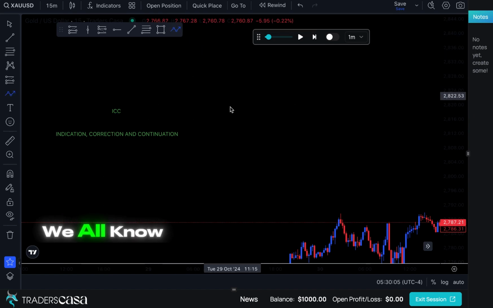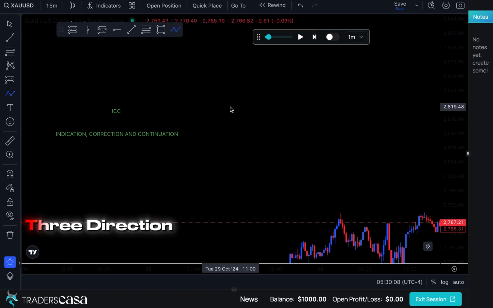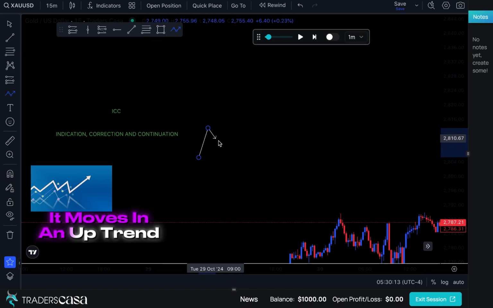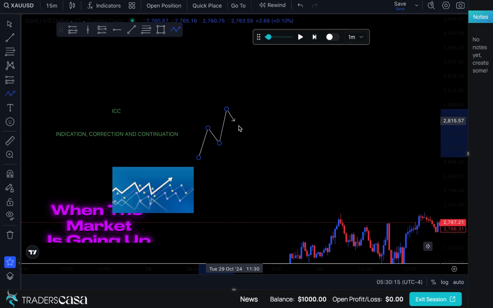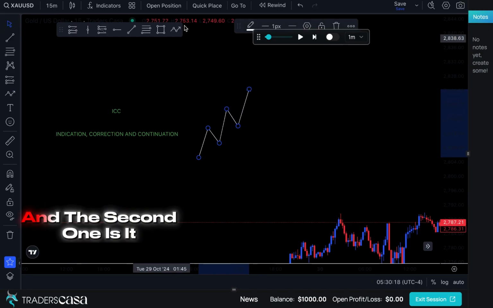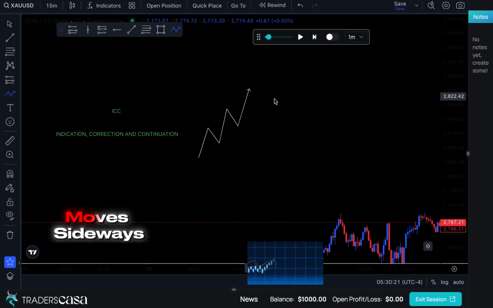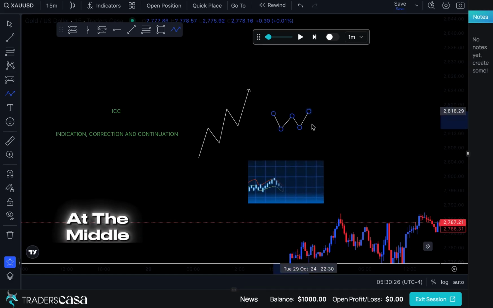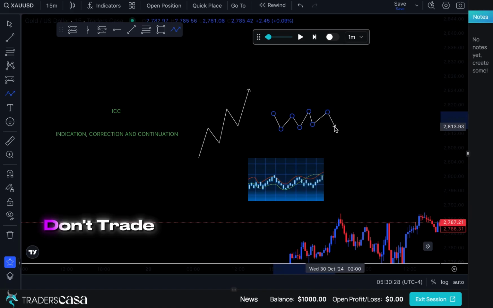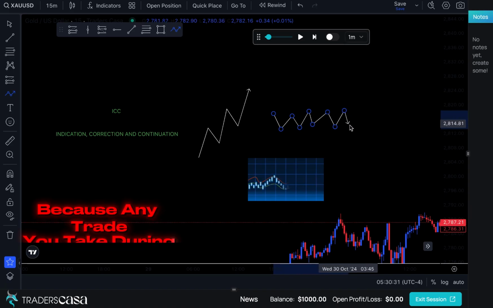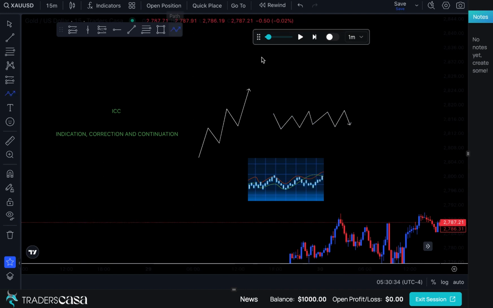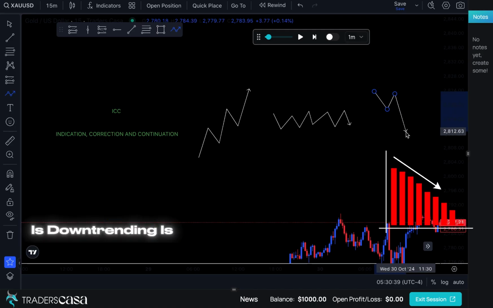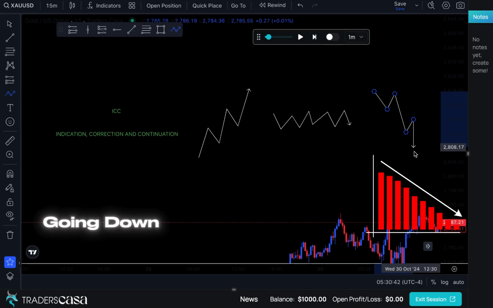Now, we all know normally that the market moves in three directions, and one is what? It moves in an uptrend when the market is going up. You understand? And the second one is it moves sideways when the market is consolidating. It's at the middle. During this period, we don't take trades, because any trade you take during this period might end up in a loss. And then we have when the market is in a downtrend, when it's going down.